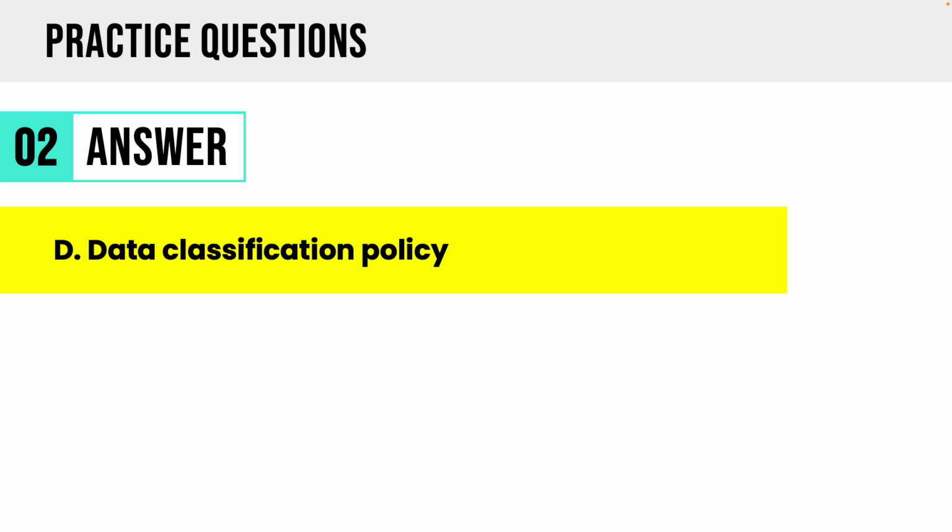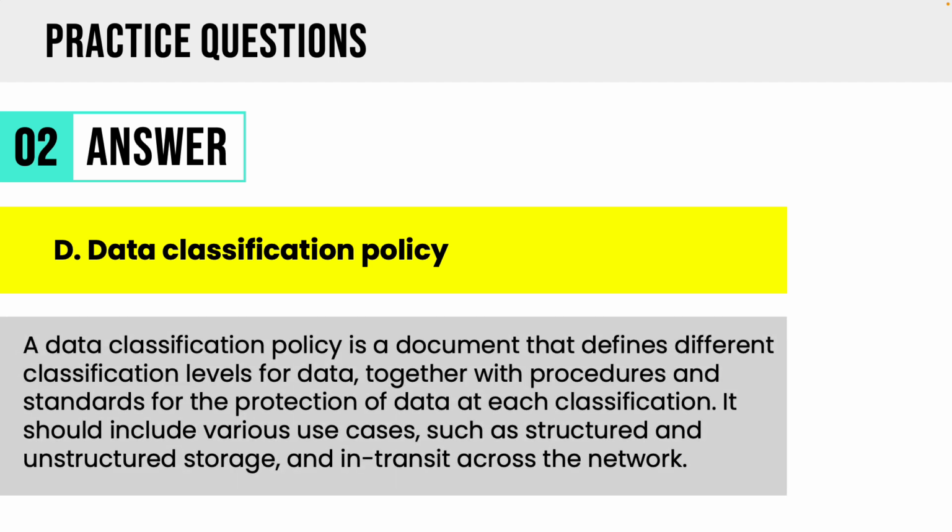It's giving us actions that we need to perform before loss, which makes it a data classification policy, not a data loss classification policy. But that's what your data classification policy does. It defines the different levels for data together with procedures and standards for protecting that data at each classification level. So that's going to include the label, the encryption, and some restrictions around who can access it, for example. And it should include various use cases, not just your unstructured data like document data, but we need to incorporate structured data in there like our relational databases.